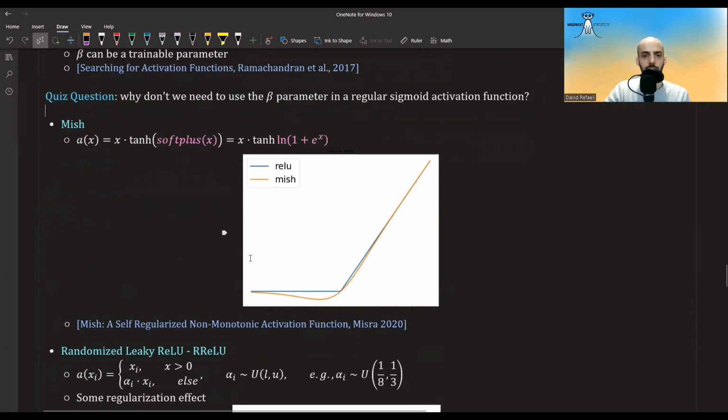It's from this paper over here. It apparently works better on some problems. I don't have anything else to say about it.